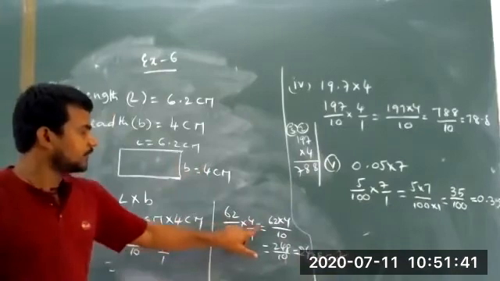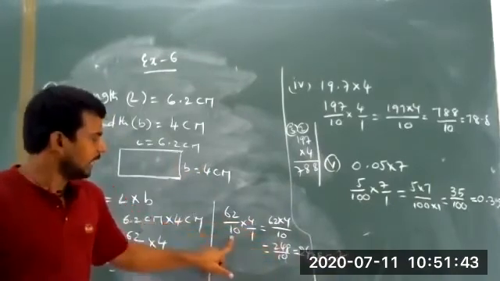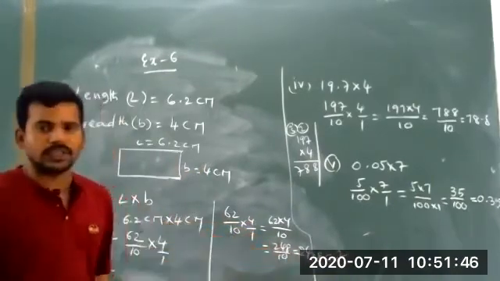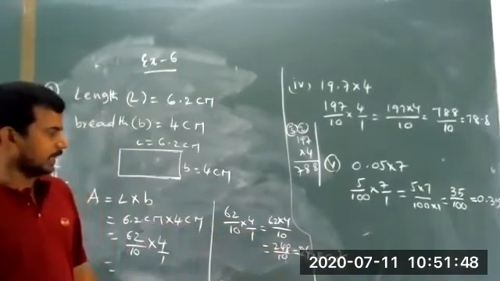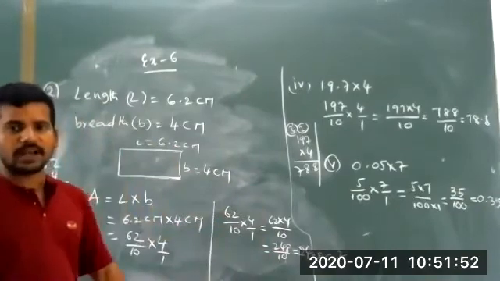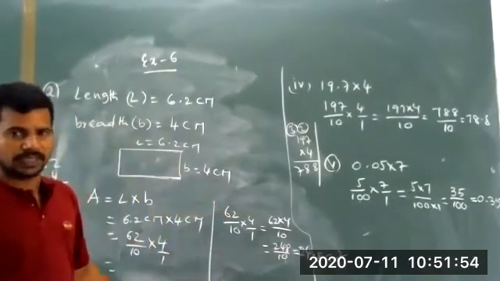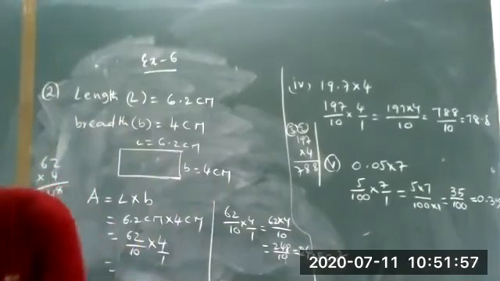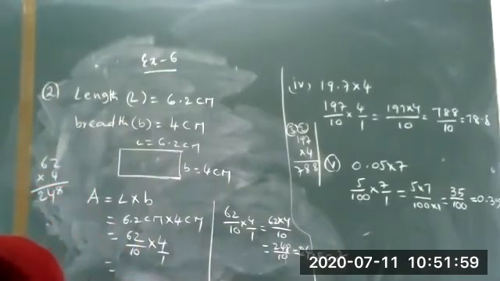So 62 4s are 248, over 10 into 1 is 10. So this answer is 24.8 centimeter square. Why? Because here centimeter into centimeter is centimeter square or square centimeters. Clear, children? Yeah. Next, third problem.